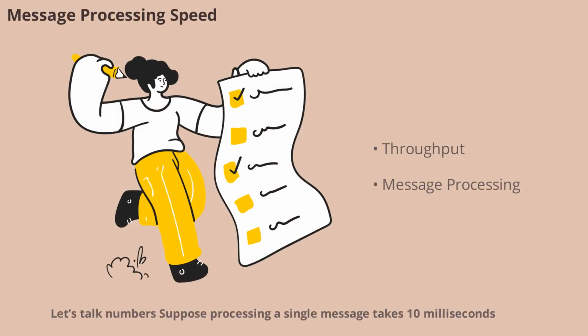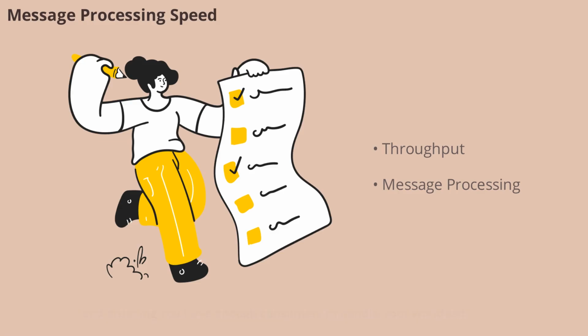Let's talk numbers. Suppose processing a single message takes 10 milliseconds. That means in 1 second, a single consumer can process 100 messages. This calculation is straightforward. 1,000 milliseconds divided by 10 milliseconds per message equals 100 messages per second. Understanding this rate is crucial for planning your Kafka deployment and ensuring you have enough consumers to handle your workload.